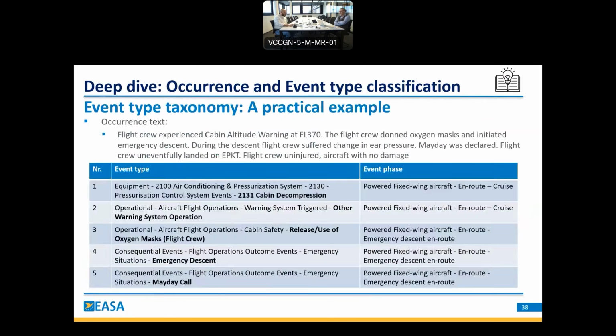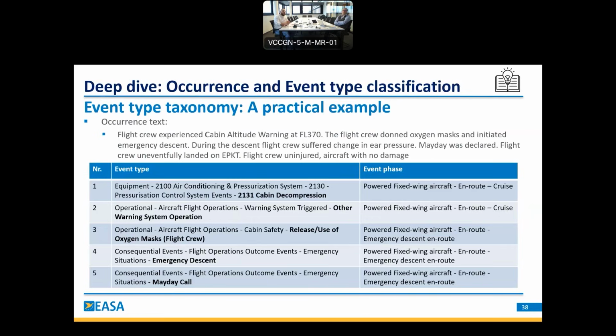Yeah, and here I'm just giving you a practical example on how we apply the taxonomy. So you can see the sequence that I was speaking about before: why it happened, what happened, and how it was managed. So for this specific case, the flight crew experienced a cabin altitude warning at flight level 370. The flight crew donned oxygen mask and initiated emergency descent. During the descent, flight crew suffered change in air pressure. Mayday was declared. Flight crew uneventfully landed, and flight crew uninjured, aircraft with no damage.